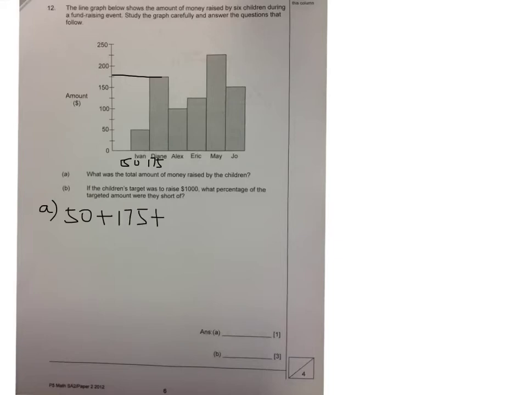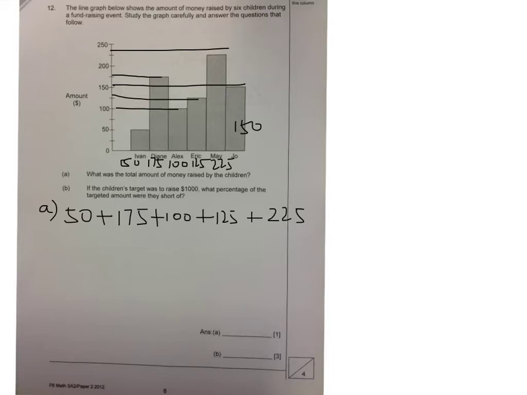175 plus Alex will be 100. 100 plus Eric will be 125. 125 plus May will be about 225. 225, and lastly Joe is about 150. So if you were to add all of them up for question 12, you will get 825. So your answer, remember your dollar sign, $825.